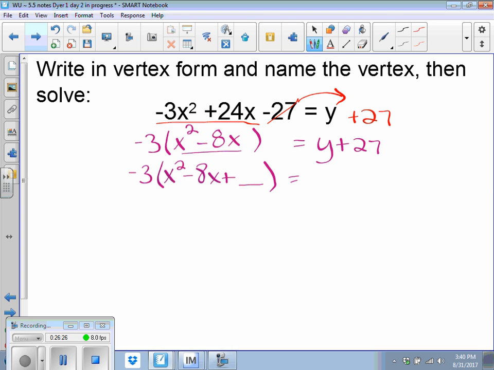But if I add something to the left, I have to add something to the right. So, we take 8 divided by 2, that gives me 4. And then we square it, which is 16. So we add 16 inside the parentheses. But when we add a number to the other side, we have to take that 16 and multiply it by -3.